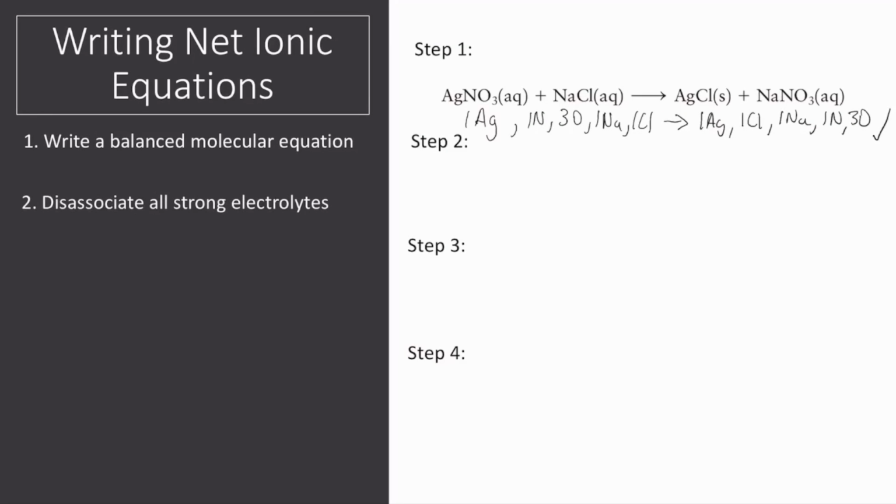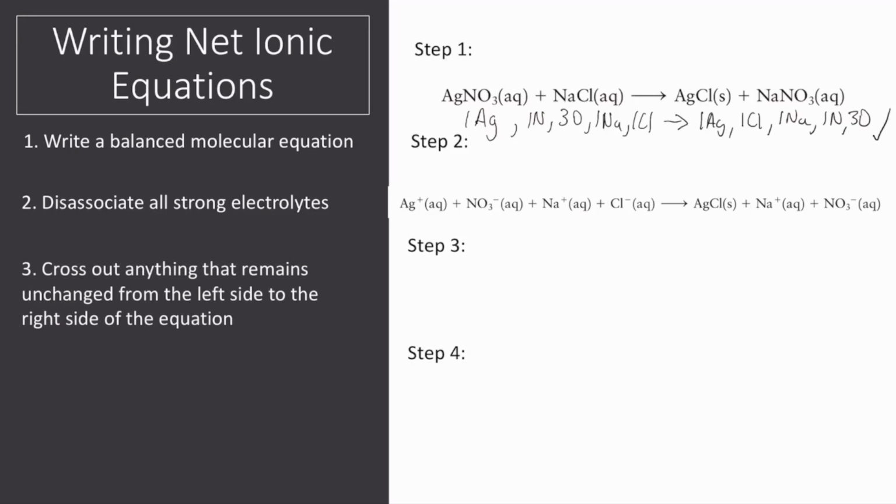The second step is to dissociate all strong electrolytes. So on the left hand side we dissociate the two aqueous solutions into silver ions, nitrate ions, sodium ions, and chloride ions. All of these are in aqueous solution. Then on the right hand side we have the precipitate form, and we do not dissociate that one. We have silver chloride in solid form, and also the aqueous solution of sodium ions and nitrate ions.